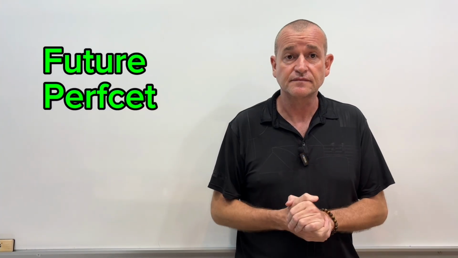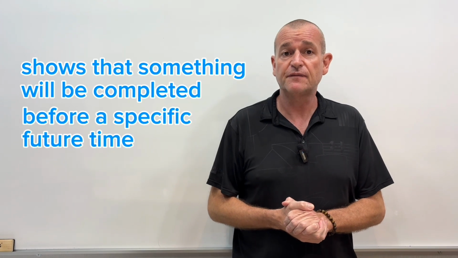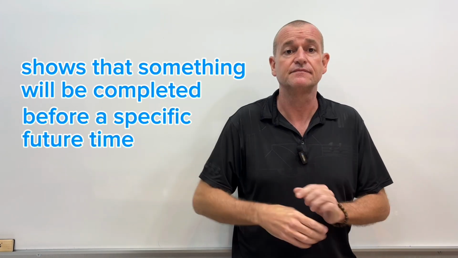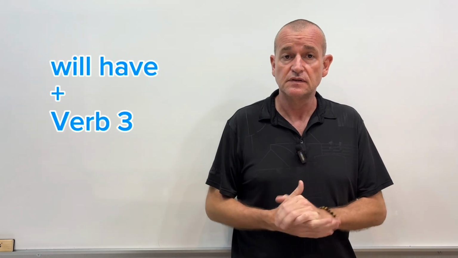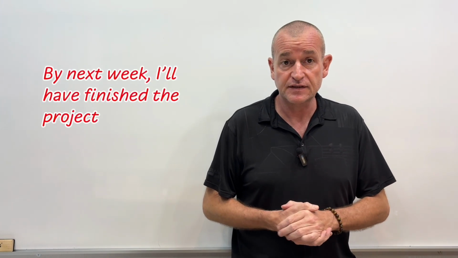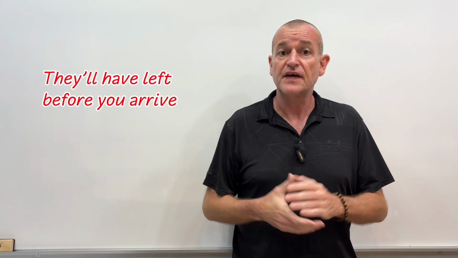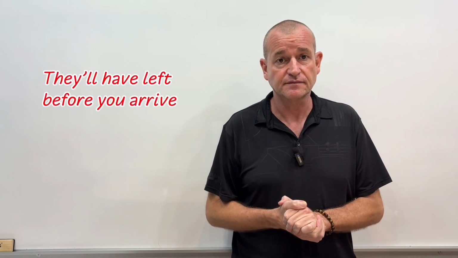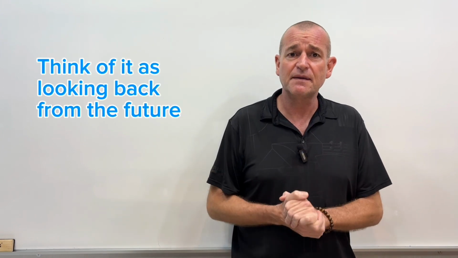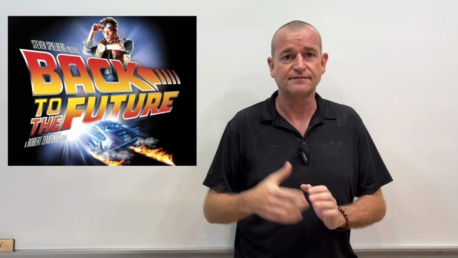Future perfect. The future perfect shows that something will be completed before a specific future time. Structure: will have plus verb 3. By next week, I'll have finished the project. They'll have left before you arrive. So think of it as looking back from the future. Back to the Future, great movie.